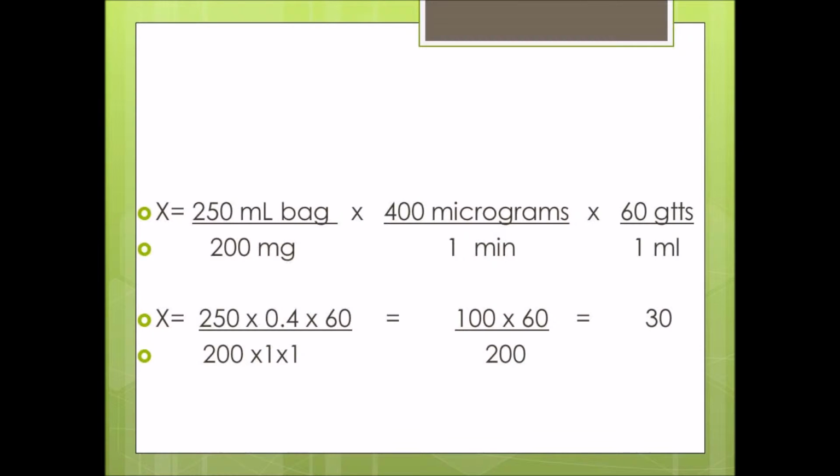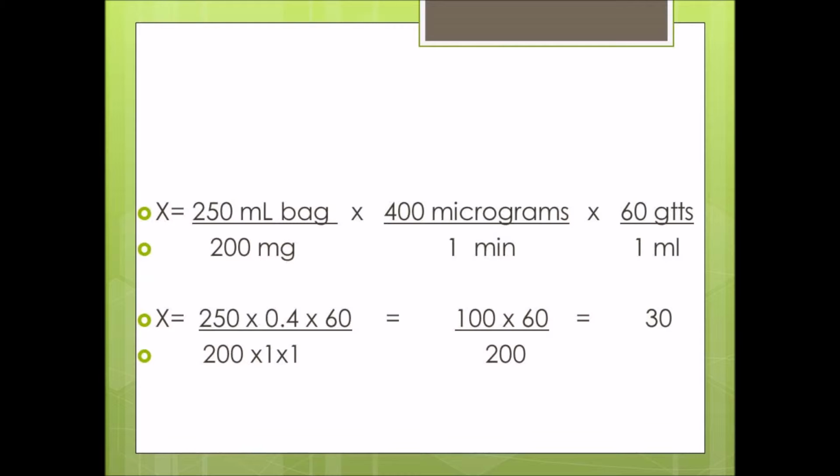As we set it up, we have our 250 IV bag over our 200 milligrams. Now up above we have 400 micrograms per minute and our 60 drop set. Now because we got 400 micrograms, it's a little bit easier to convert this over into milligrams. So we'll keep our 250 milliliter bag. Now we're going to times it times 0.4 milligrams as we converted it over. 0.4 times 250 is actually 100. So we have 100 over our 200, or 1/2. Our 1/2 of 60 is 30.